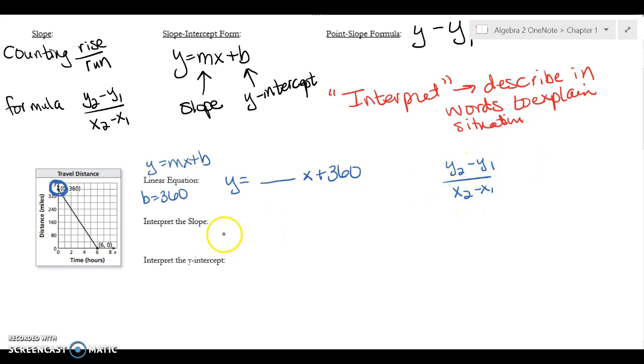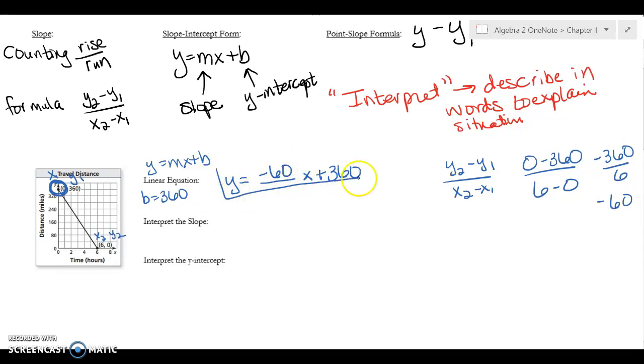So I'm going to say that this is x1, y1, x2, y2. So 0 minus 360 over 6 minus 0. Well, that's negative 360 over 6, which is negative 60. So that's the first answer. That is my slope. That is my linear equation.